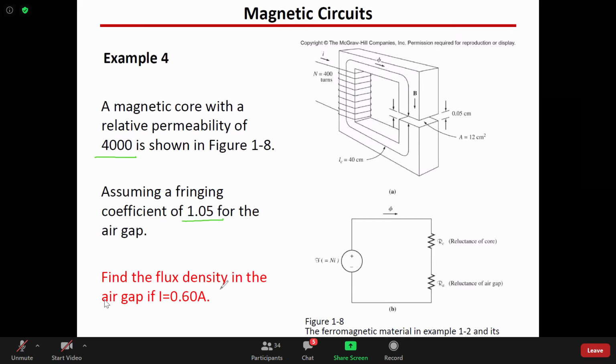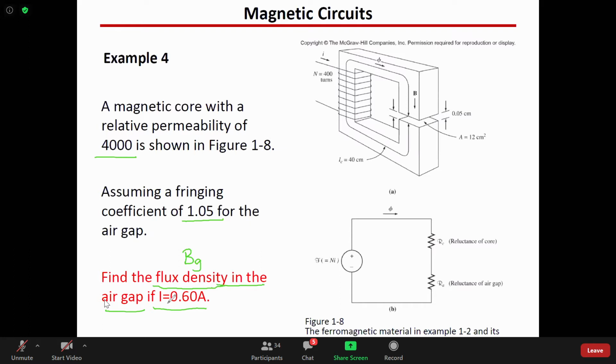Find the flux density. Density, is it B or H? B. In the air gap, so whatever we have density in air gap, we need to find it. If the current is 0.6.